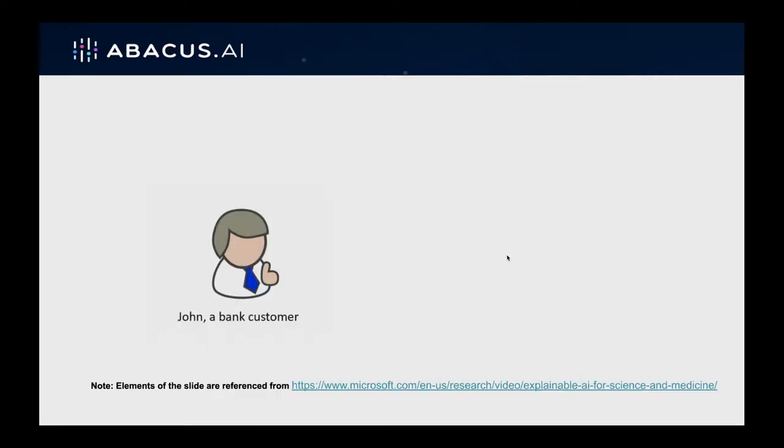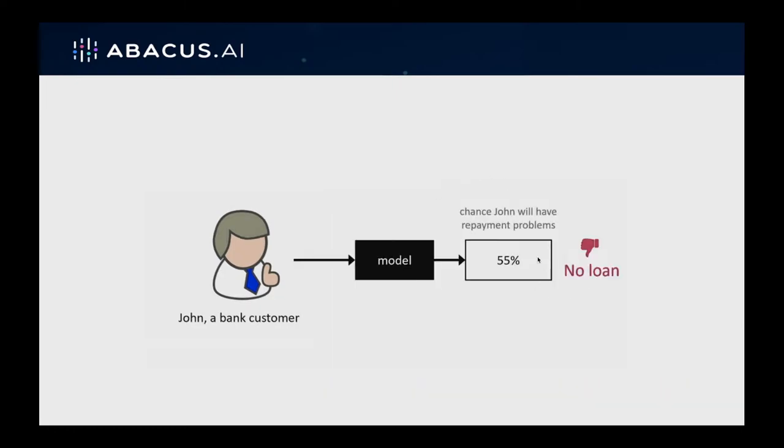This was something I was mentioning, where a guy, John, is trying to take a loan from some bank. As a customer, he demands a loan, and the machine learning model takes in all of his data and finally gives a conclusion with some probability: there's a 55% chance that John won't be able to come up with monthly repayments. So we should not grant him the loan. Is that enough? Obviously not, right?